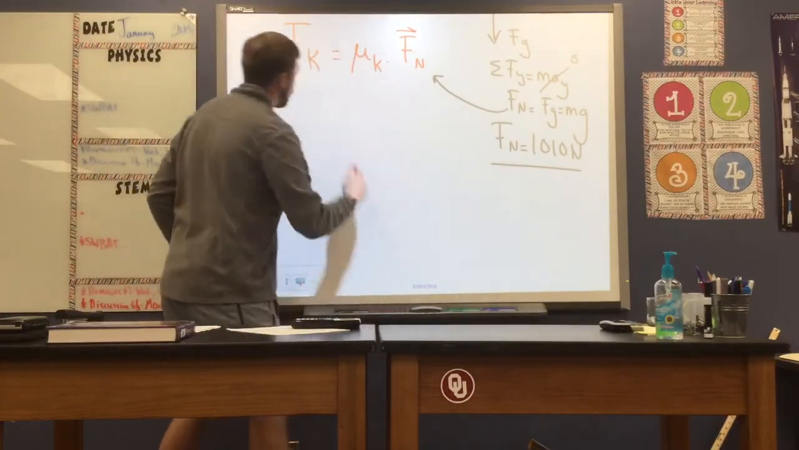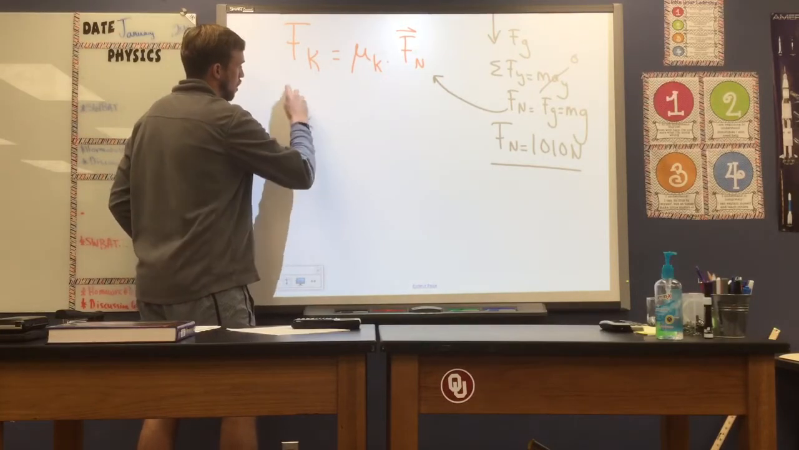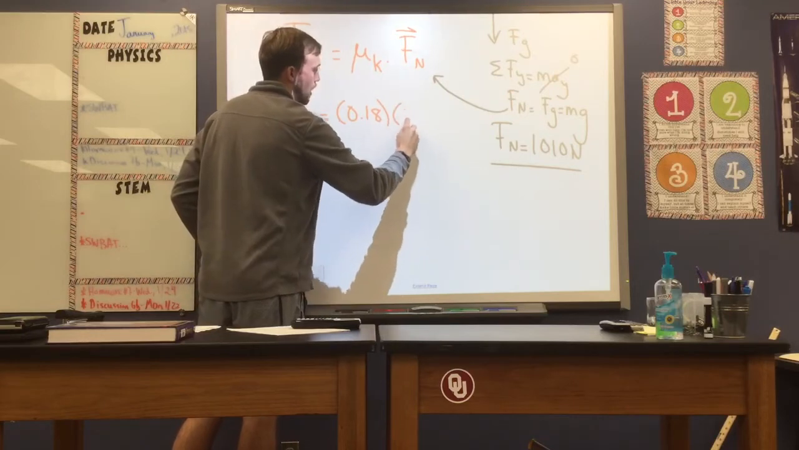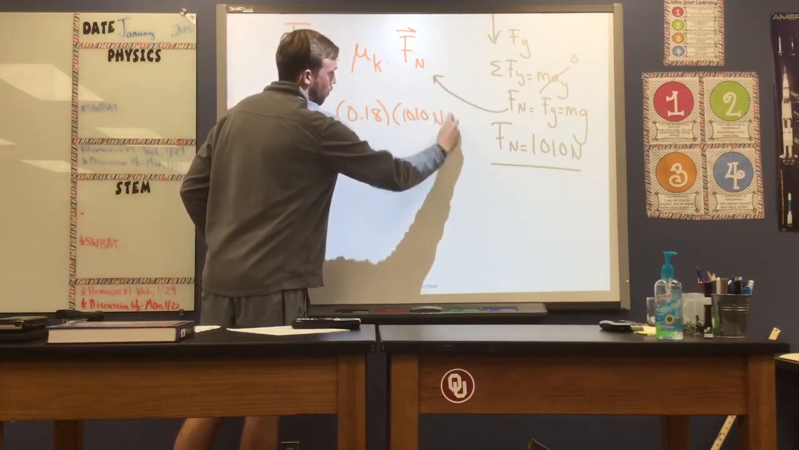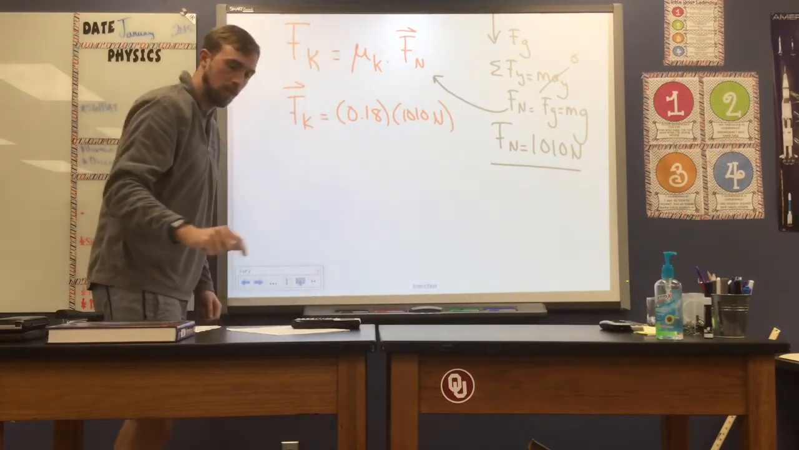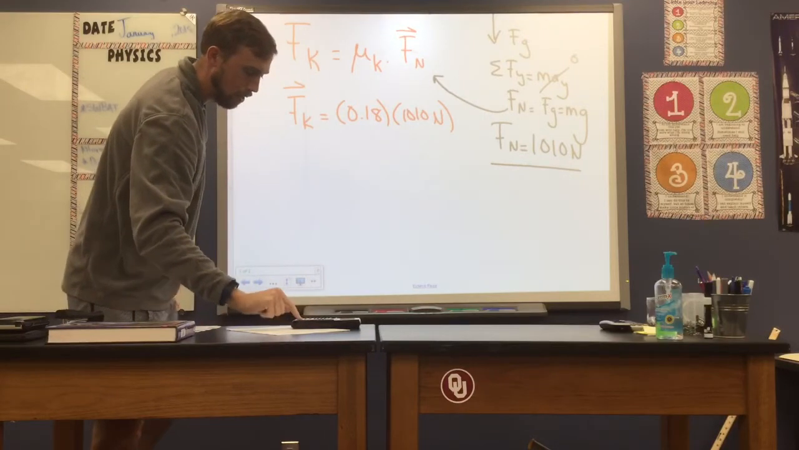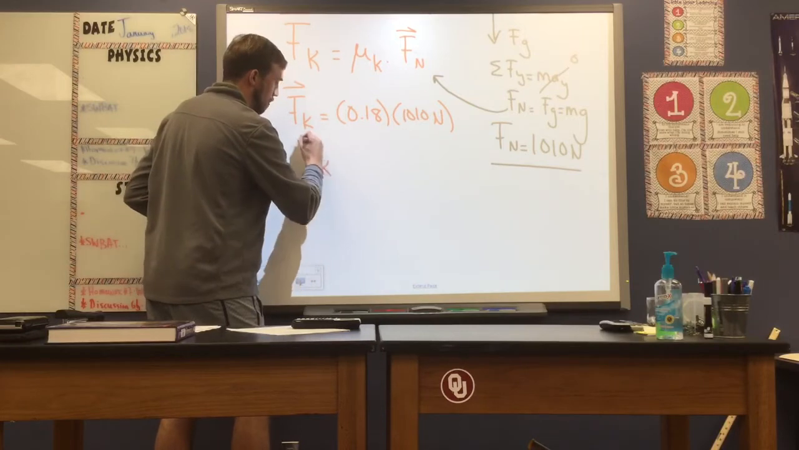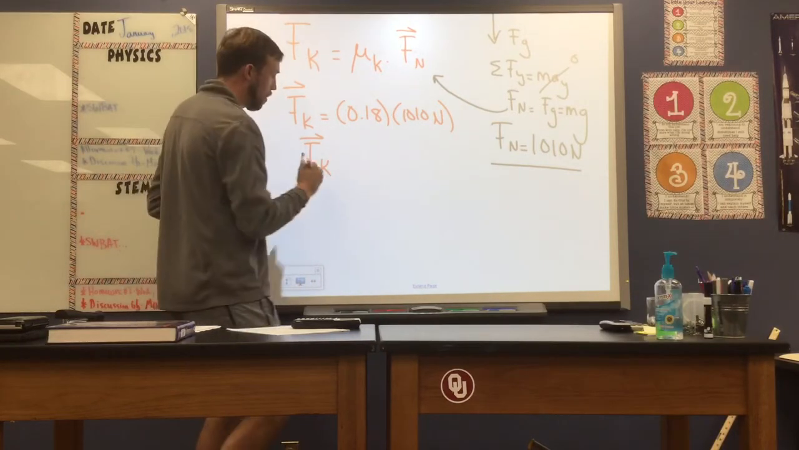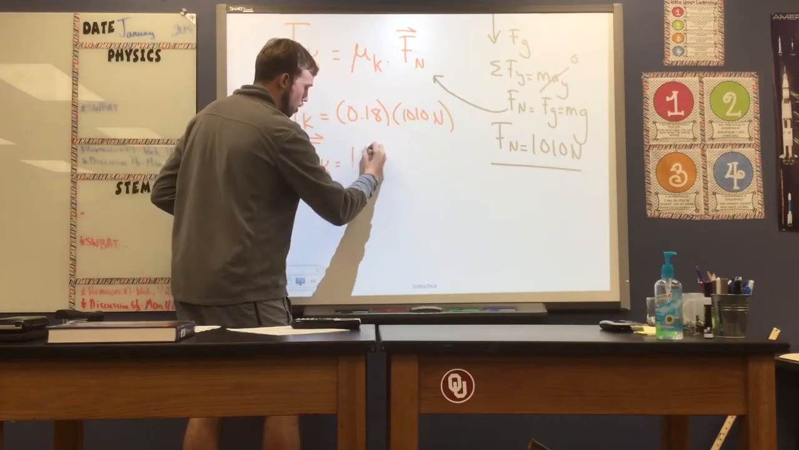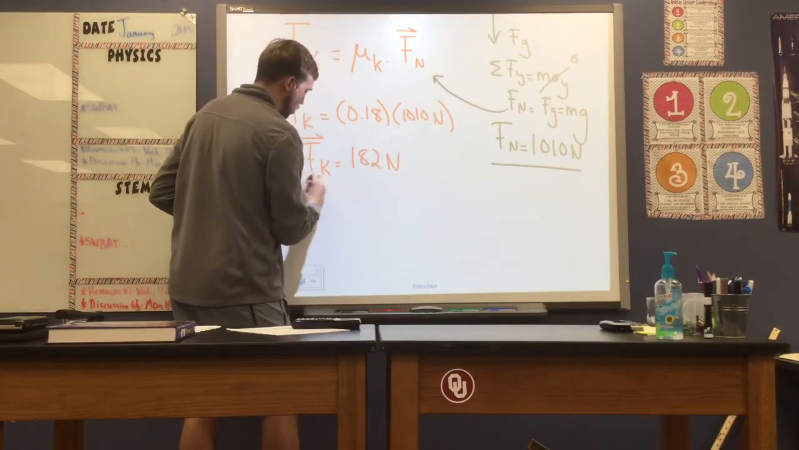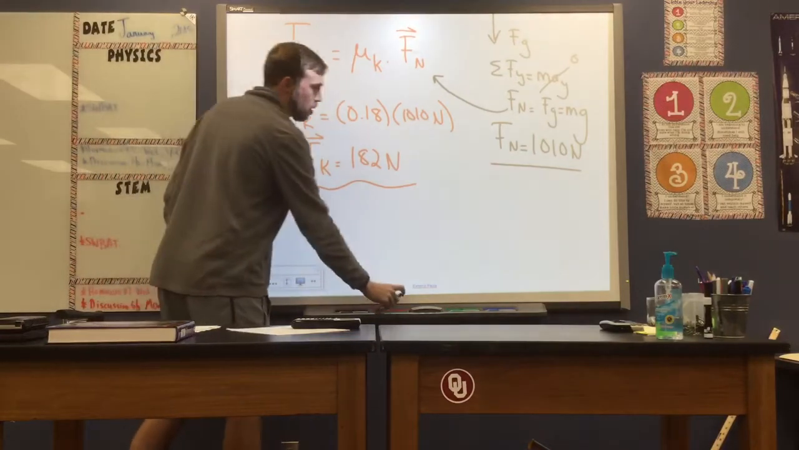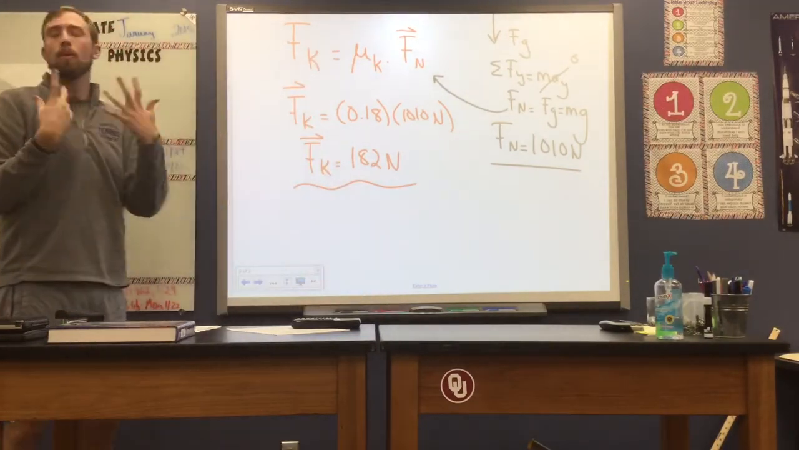I'm going to take that, I'm going to plug it in to find my frictional force. So I'll take frictional force, Fk, is equal to our coefficient, which we were given directly, 0.18, times the normal force, 1,010 newtons. So I'll take that value, multiply them together, and I'm going to get a value for my frictional force. Looks like about 182. This is a force value, so it's going to be measured in newtons.